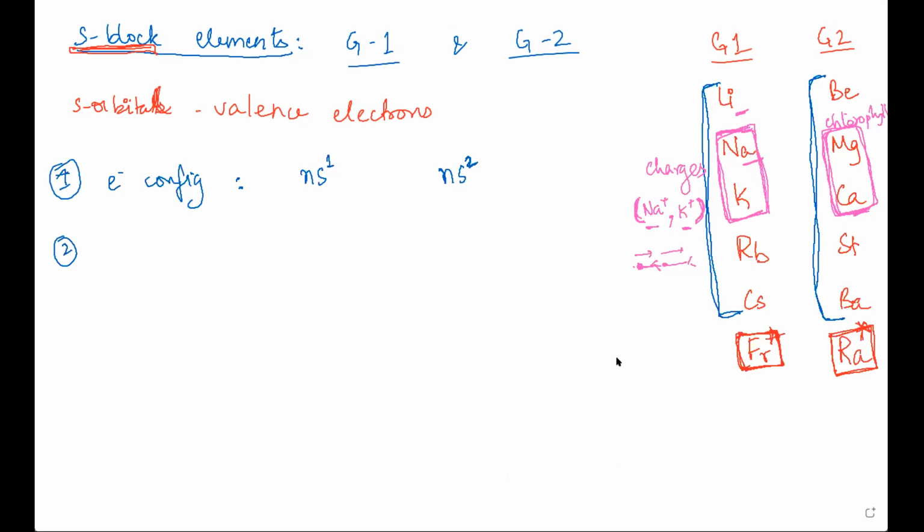Okay. The first is electronic configuration. Group 1 is ns1, group 2 is ns2. So noble gas configuration ns1, noble gas configuration ns2. Next comes atomic and ionic radius.